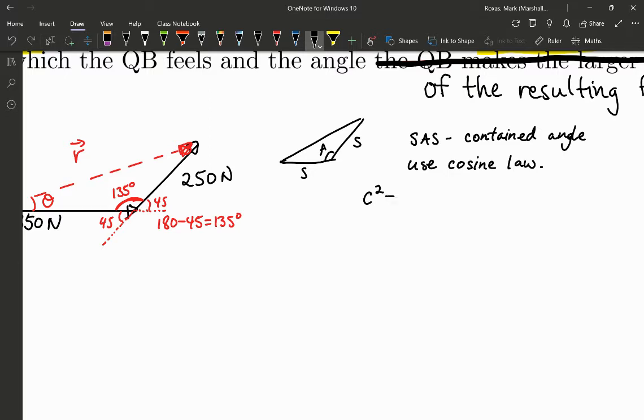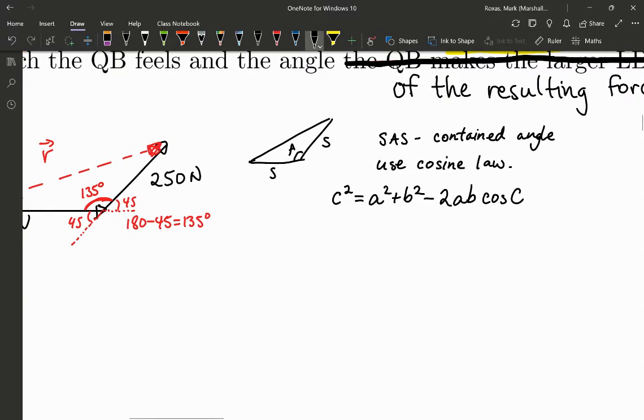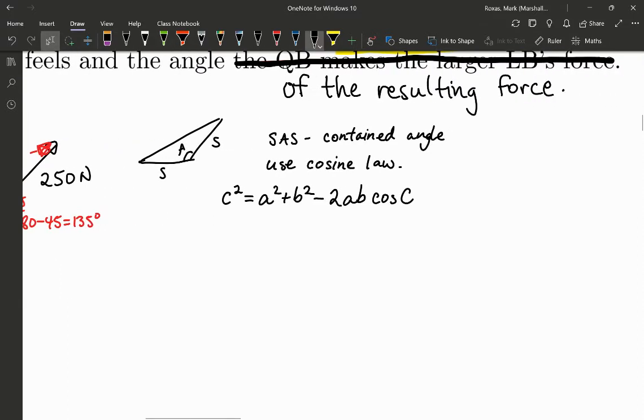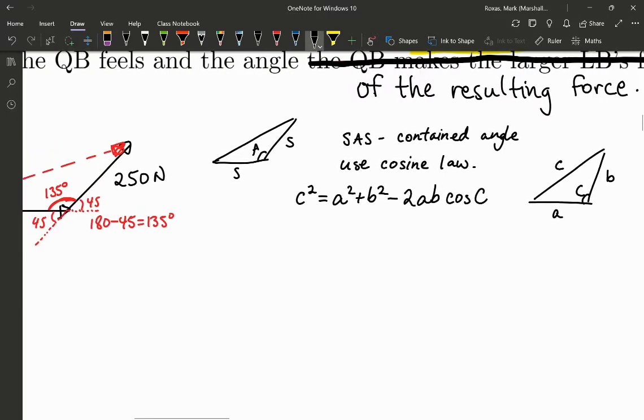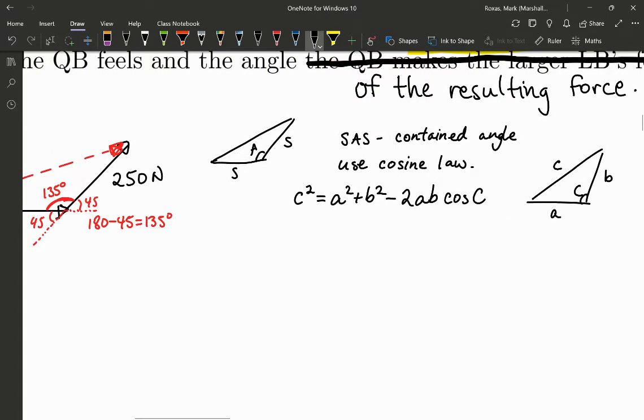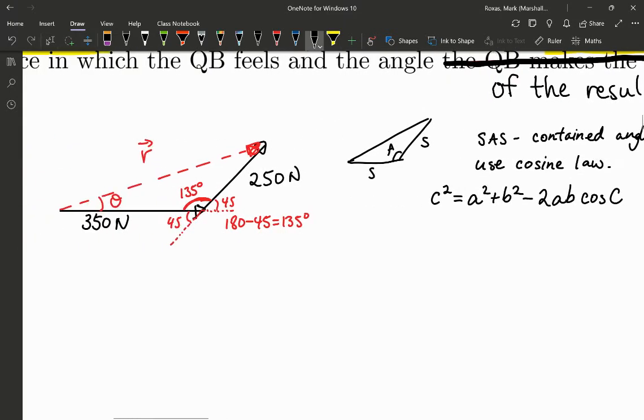Okay, so let's recap what the cosine law is. The cosine law is c squared equals a squared plus b squared minus 2ab times the cosine of the angle between them, which would be angle C. On a triangle like this, I'll sketch the triangle out again. You could have side A over here, side B over there, and the resultant would be side C, and the angle between A and B is angle C.